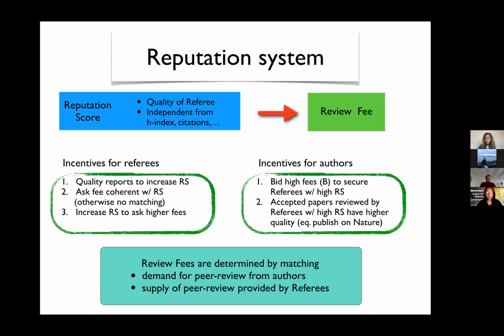So now it's important to understand that the whole system is based on the reputation score, and the reputation triggers the fee that you can ask. So these fees in the end are not fixed, but can fluctuate. So this is a real market. It's a real decentralized market where the match is done between the demand for peer review from authors and the supply of peer review provided by referees, right? So the review fees are the tool that actually allows this match to be effective.